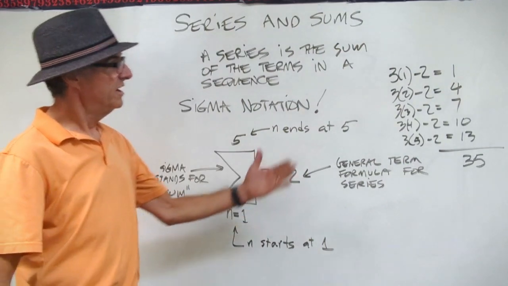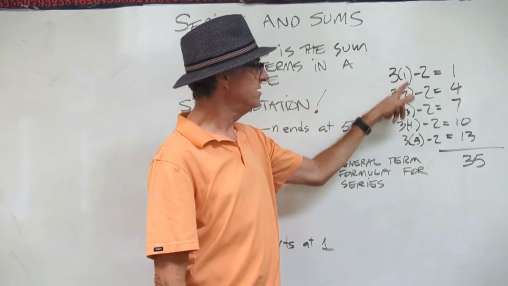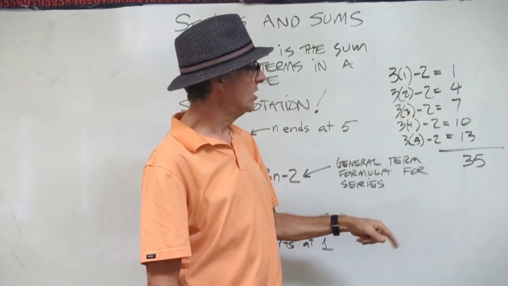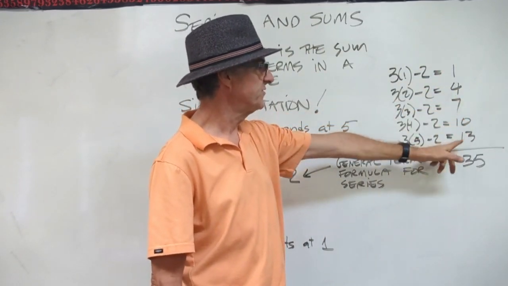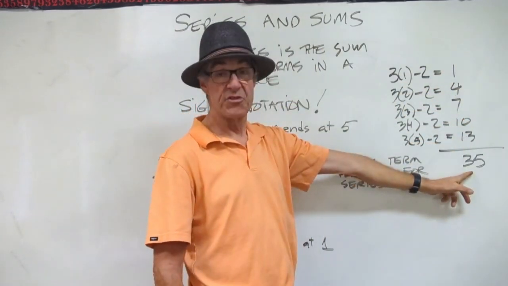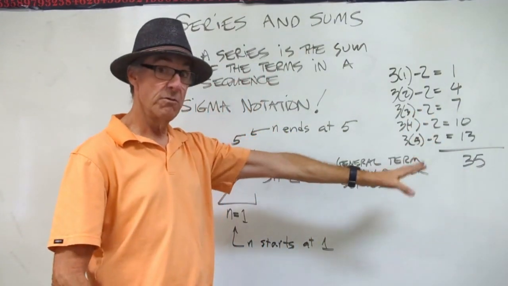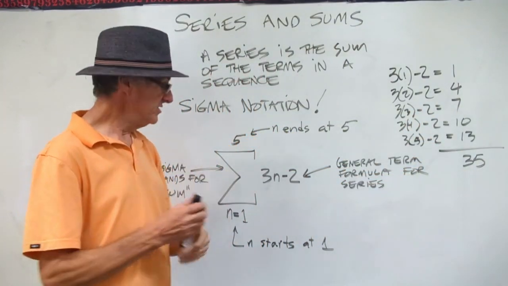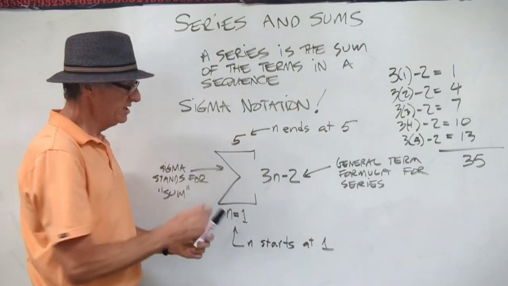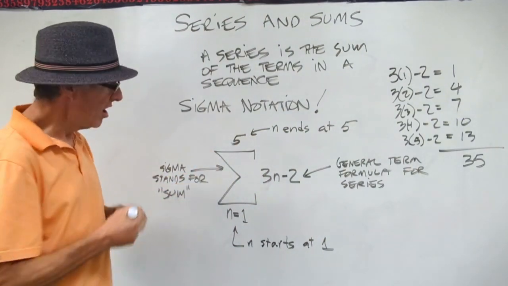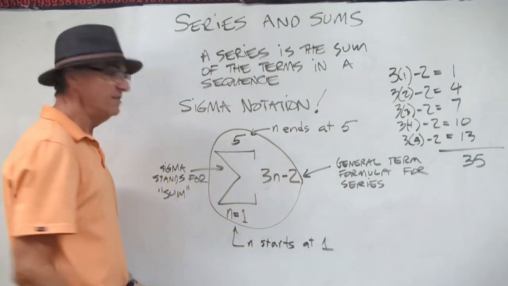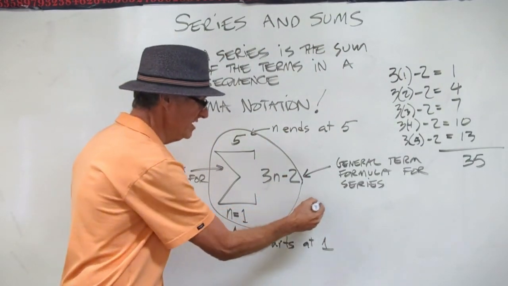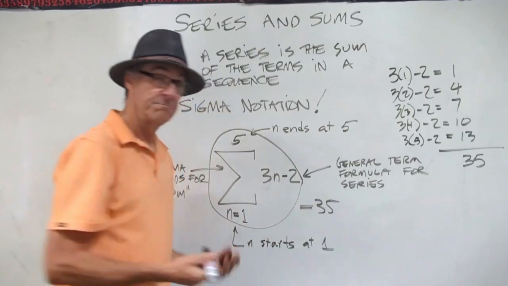All right, so here's what I did over here. I just plugged in my n's in my general term formula, and I got for my first term 1, then 4, then 7, then 10, then 13. Added them up, got 35. Pretty straightforward math. The part here is you've just got to understand what this is. So this could be a prompt on a quiz, and I could just give you that, and the answer to this would be 35, like that.